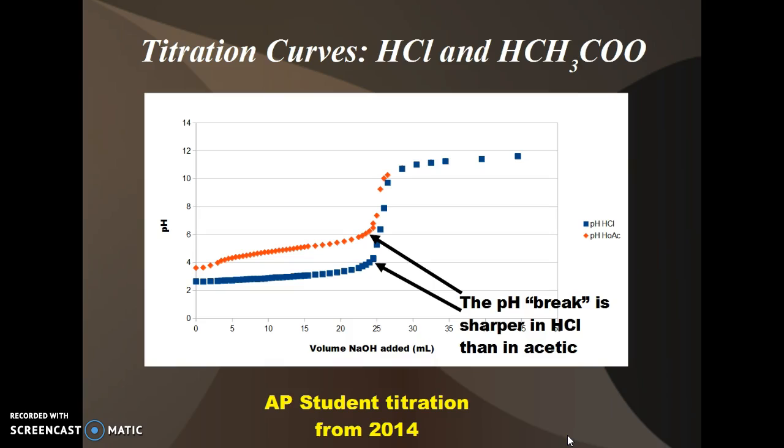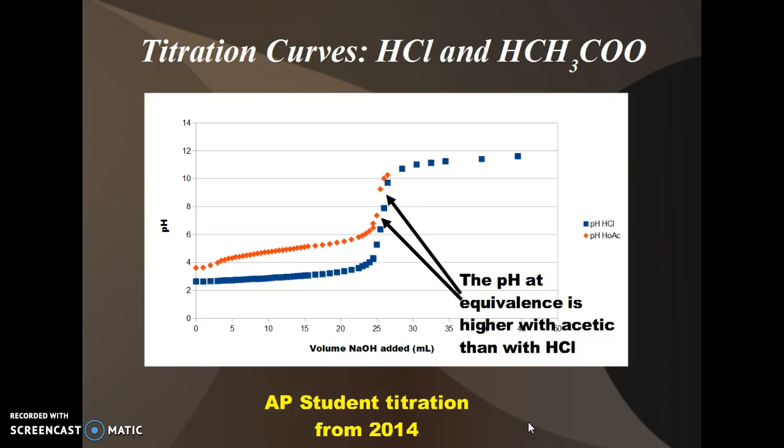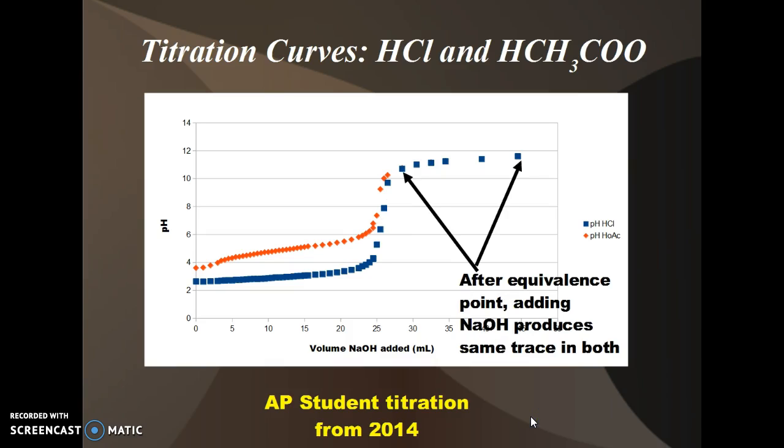The pH break, as you can see this sharp turn upwards, is sharper in the hydrochloric than it is in the acetic acid titration. The pH at the equivalence point for the acetic acid is higher than for the hydrochloric, which of course should be at 7. And once the equivalence point has been passed, adding the sodium hydroxide produces the same trace in both of these reactions.